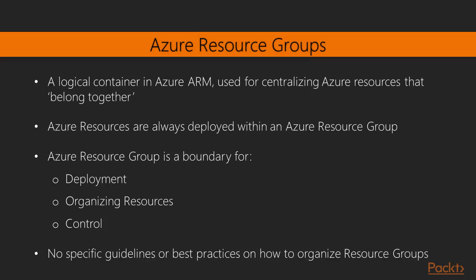Azure resource groups. An Azure resource group is a single unit. It's like a logical container within Azure Resource Manager. It doesn't exist in Azure Classic, and is used for centralizing Azure resources that somehow belong together. A virtual machine depends on storage and on a virtual network. A virtual machine might even be made public if you want to provide a direct remote desktop connection to the VM. All the different Azure resources will be grouped, centralized in those Azure resource groups.